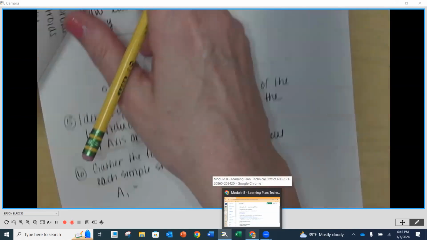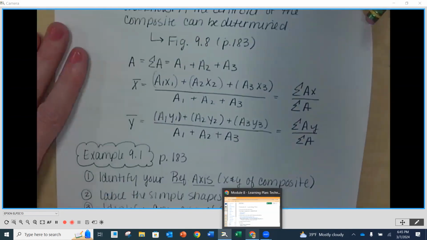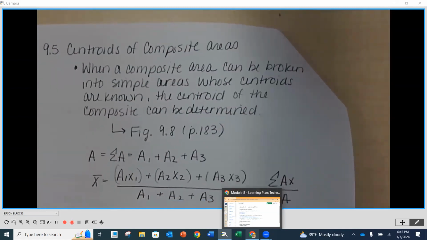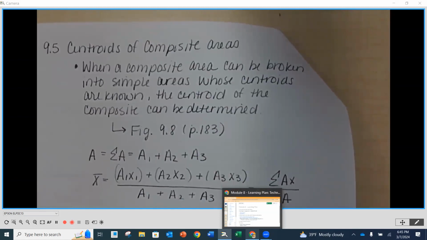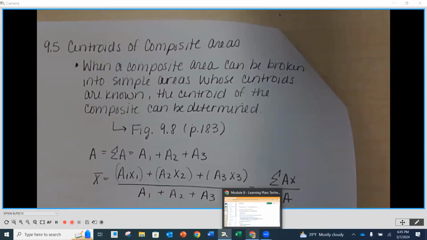So turning the page. What we're going to be focusing on here is finding the centroids of composite areas. Okay, centroids of composite areas. Now, a composite area is when we have a shape that can be broken into simple shapes. Okay, so a composite can take a number of different forms.